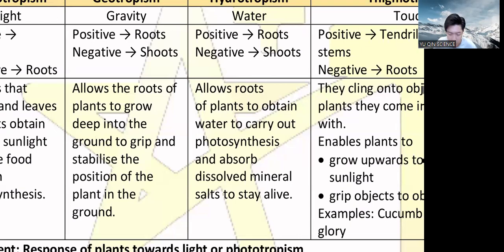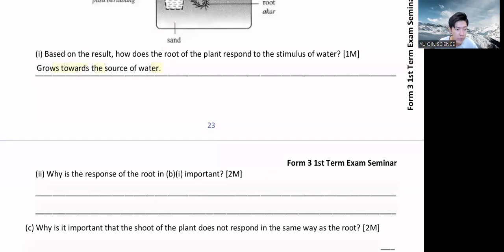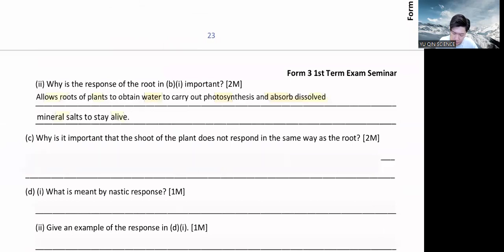Okay, good. Why is it important that the shoot of the plant does not respond the same way as the root? Wait, what? Why is it important that the shoot, meaning the leaf, doesn't act like the roots? If you act like the roots, meaning you go to the soil, you won't be doing your job, right? You being a plant, you have your own responsibility. Why are you acting like a root? You'll get the idea, the direction.